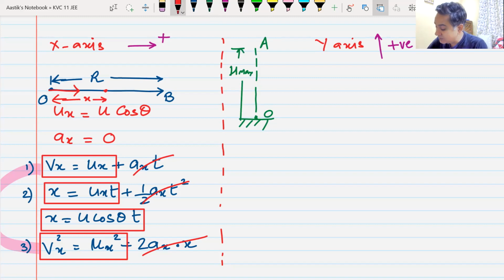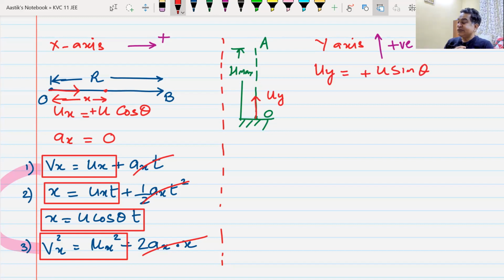What is the initial velocity that I throw it with up? That is my uy. How much is uy? U sin theta, sir. uy, if I write it with sign convention, will be plus u sin theta.